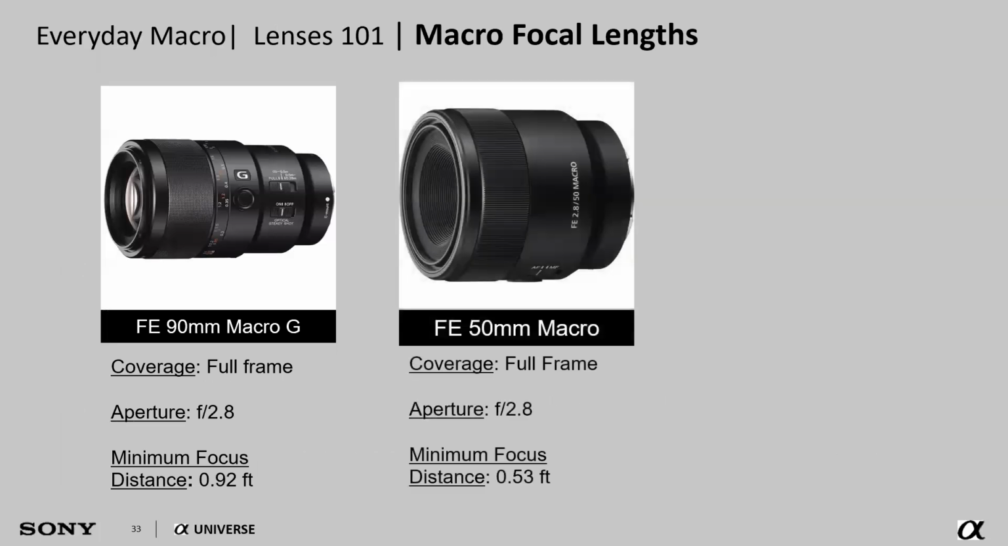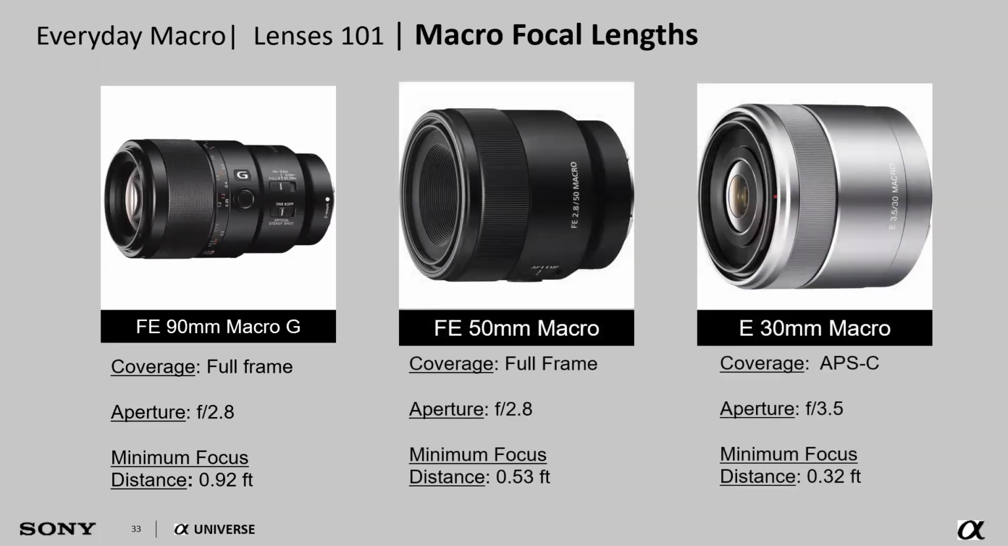Let's talk about some of the lenses available. So true macro capable lenses, Sony produces the 30mm macro, the 50mm macro, and the 90mm macro. The 30mm macro is designed for APS-C, whereas the 50 and 90 will work on full frame. Your biggest difference in these lenses is going to be the working distance that they provide. And we'll touch on that in just a second.